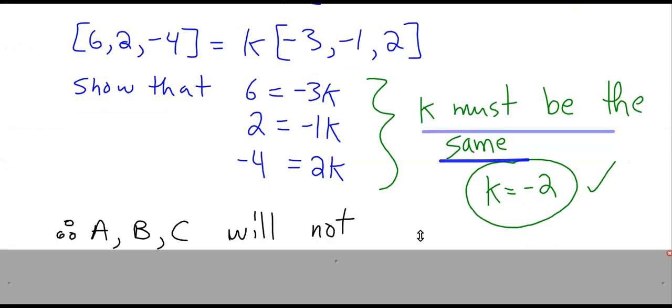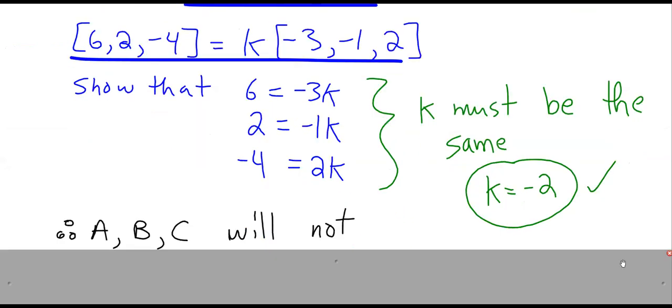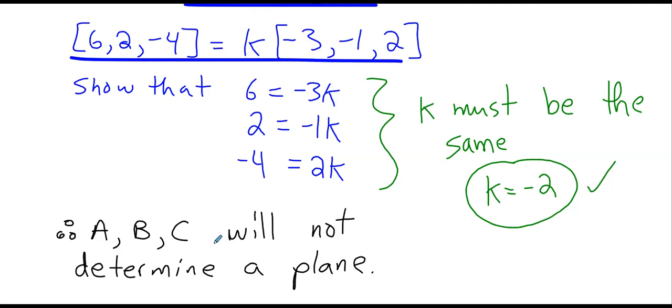So that tells us that AB is a scalar multiple of AC, so that means that A, B, and C are collinear, so it cannot form or determine the plane. Okay, so that's just something to keep in mind.